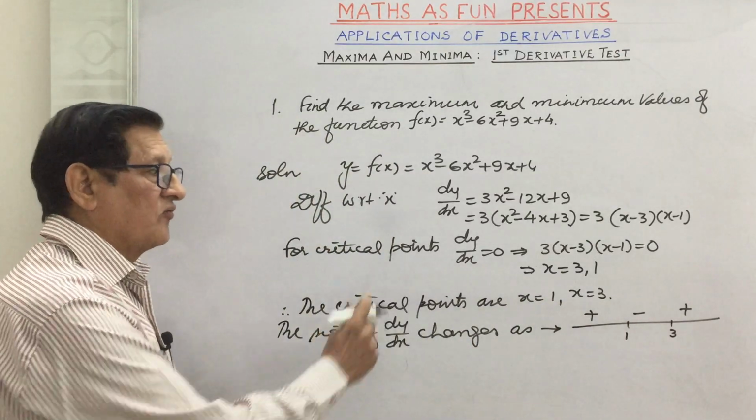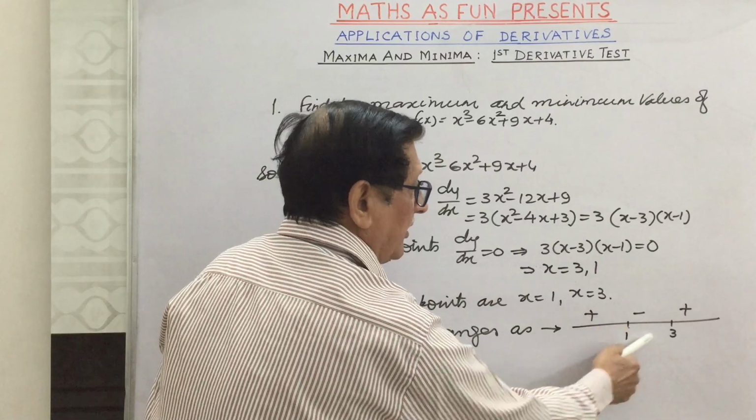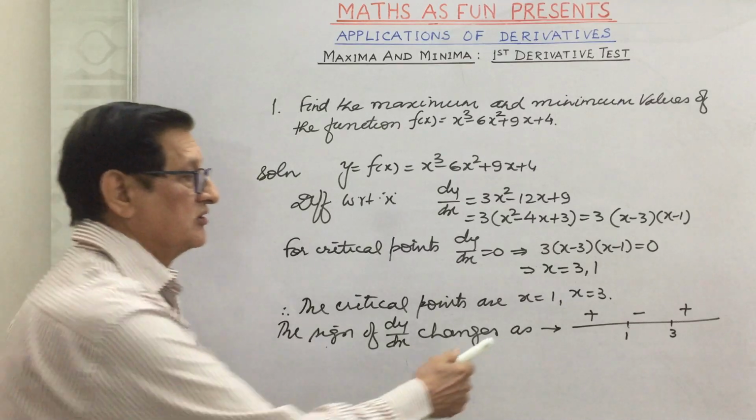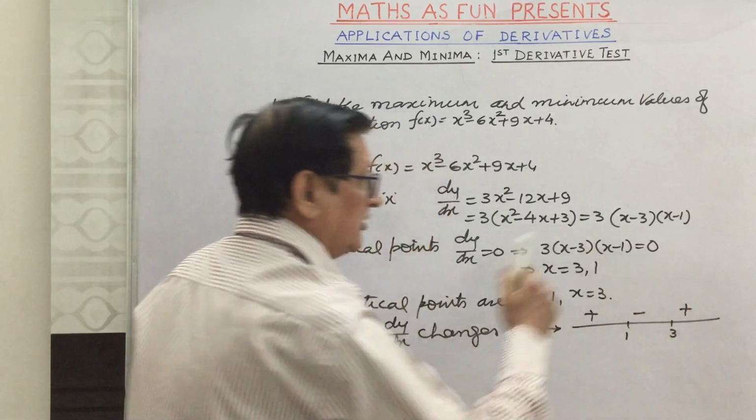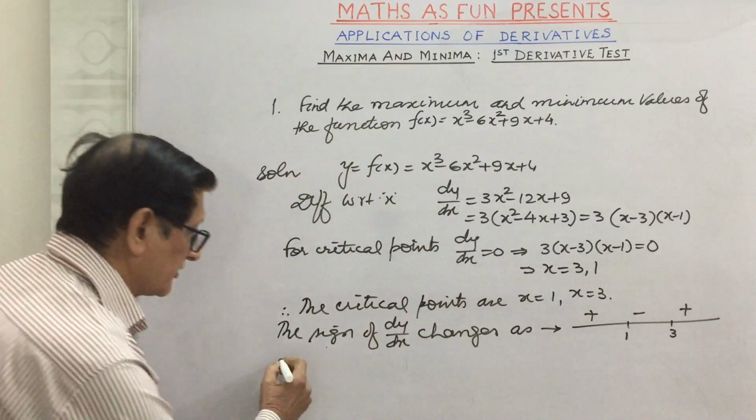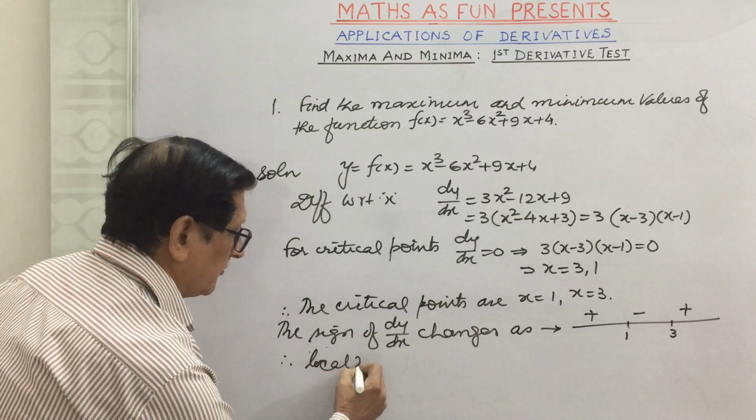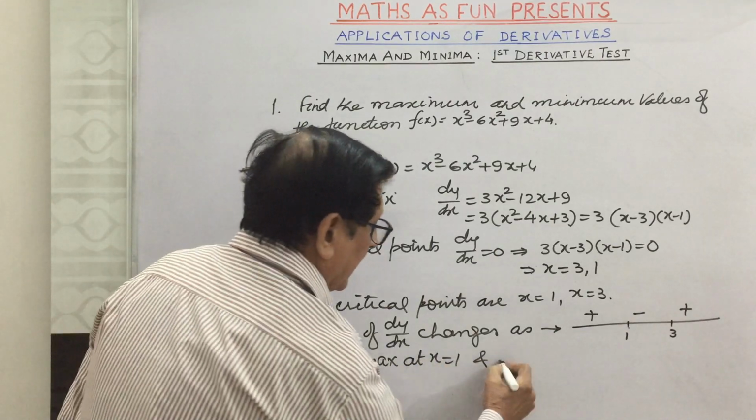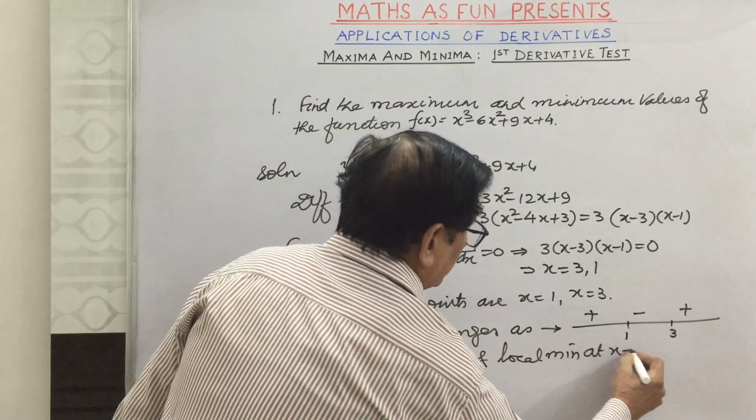It means what? We are finding that this is the point of local maxima and this is the point of local minima, since the sign here changes from positive to negative and here it is negative to positive. So we can write, therefore, local maxima at x is equal to 1 and local minima at x is equal to 3.